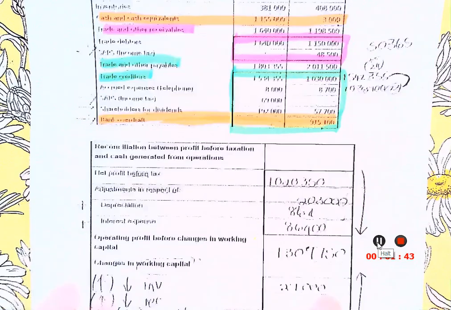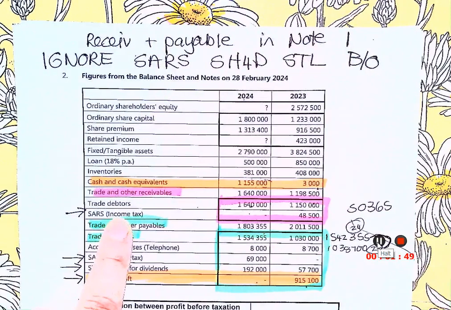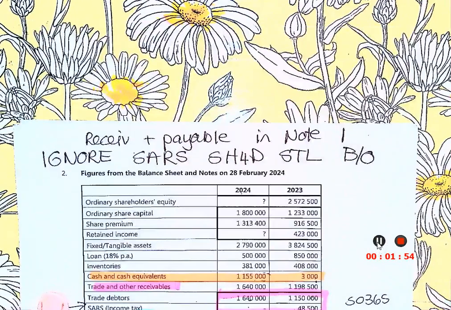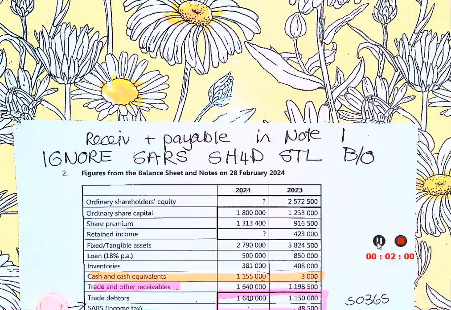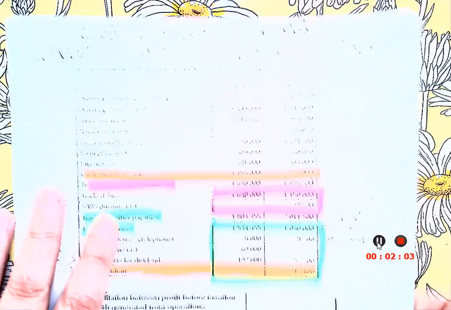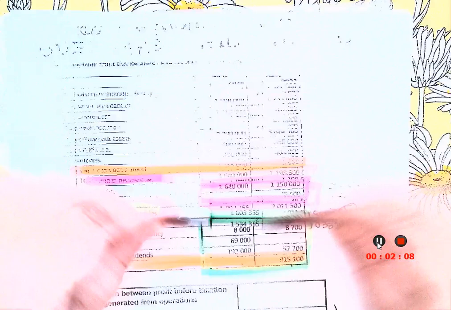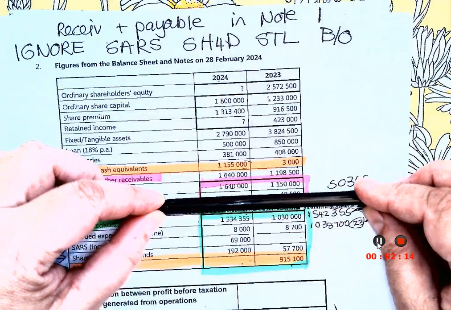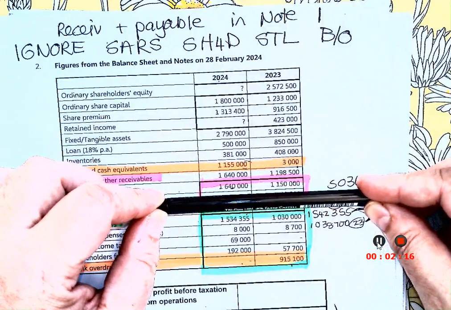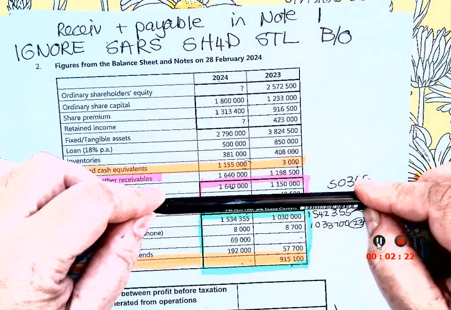So, next one is receivables. So yesterday I told you, if you look at receivables, you will ignore SARS. Remember, you will always ignore SARS, shareholders, short-term loan, and bank overdraft. And in this specific situation, my SARS is a receivable. So I'm going to ignore that one. So I'm going to work with that 1640 and with the 1150. Okay, so is there a difference of how much?